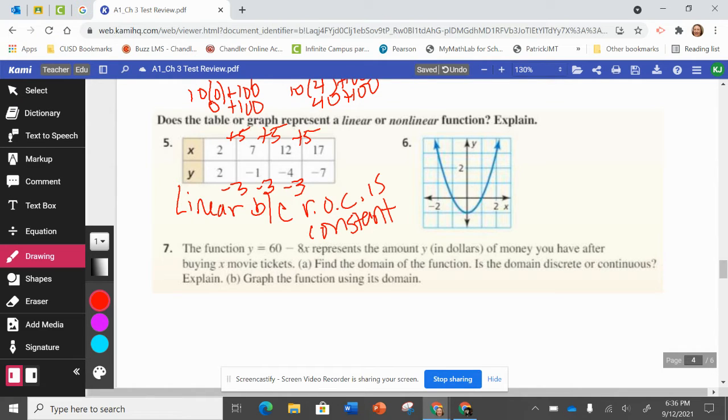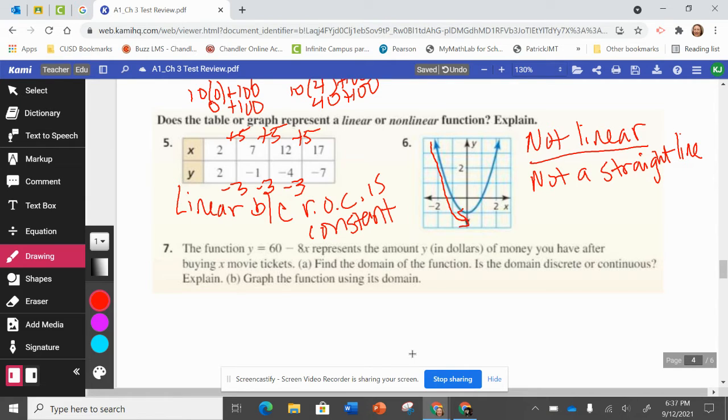For number 6, we can see from this graph that it is not a straight line, which would mean it's not linear. So we would put not linear. And a reason could be not a straight line. The other thing we could say is our rate of change over here, if I'm tracing the graph, is decreasing. On this side, the rate of change is increasing. So the rate of change is not constant. One is negative, one is positive.